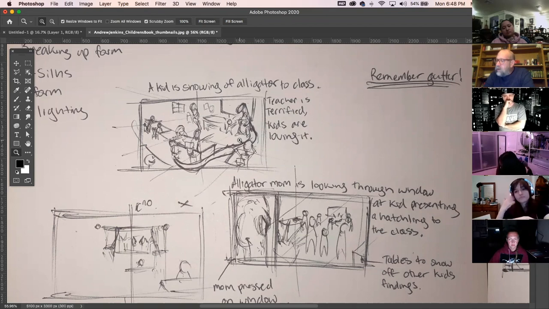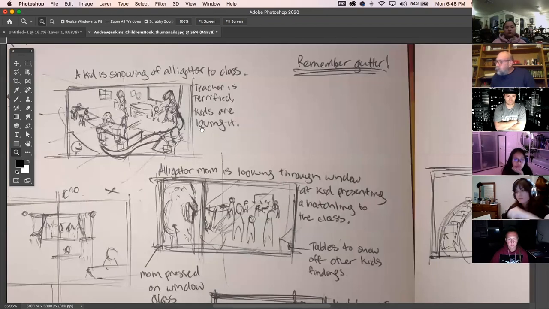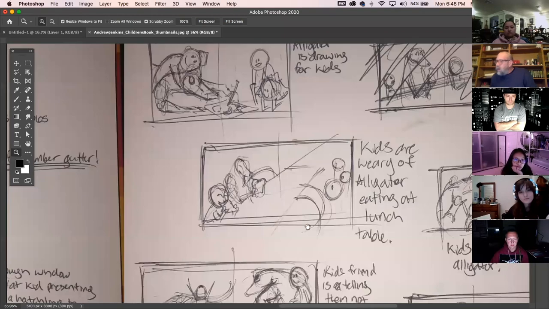How else can you have the kids interacting with the alligator? I felt that was an issue in this one too. So a lot of the other thumbnails kind of cover that. But I would probably have kids picking up the tail in their chair and stuff like that if I was going to run with that one.